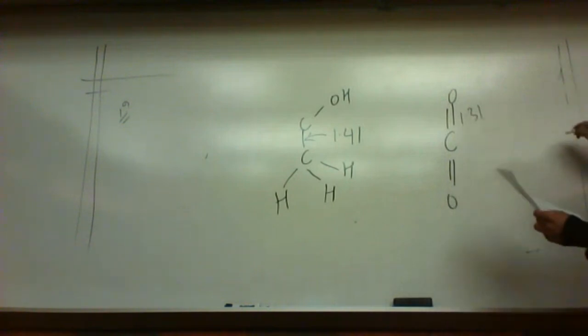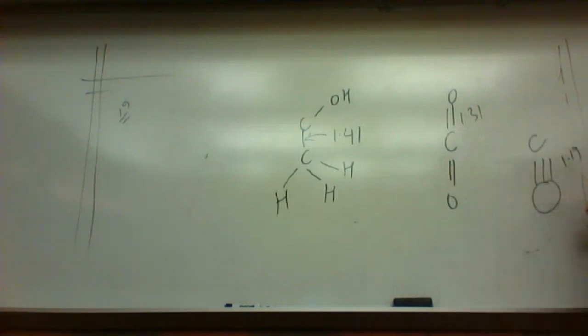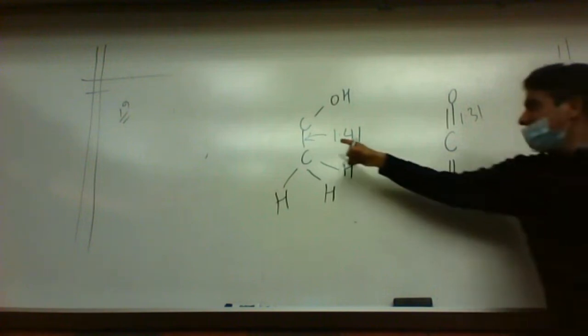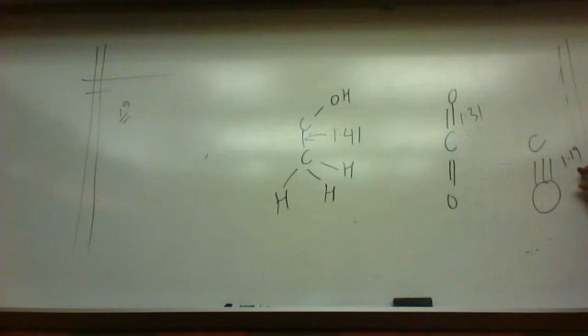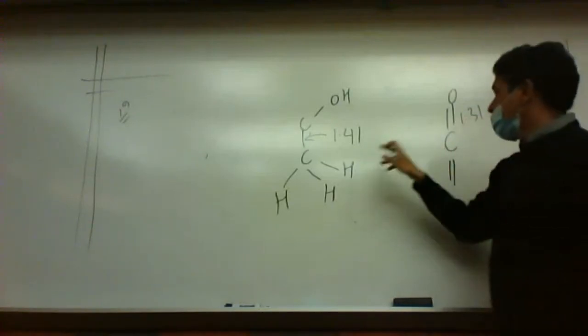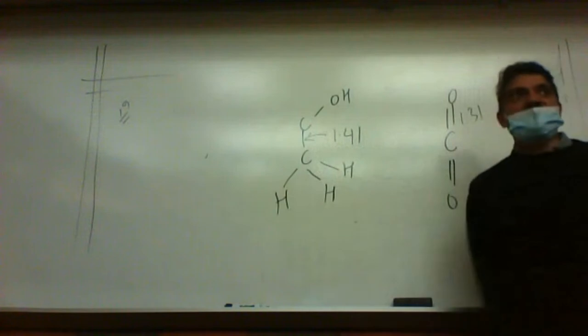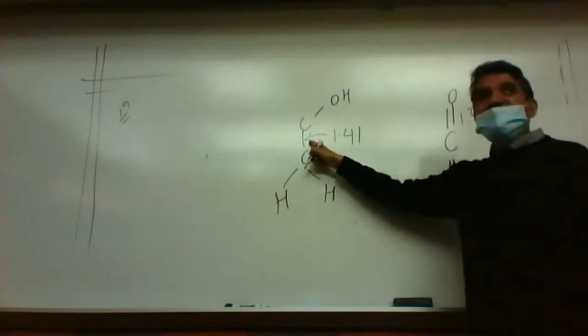Now if you look at the triple bond, if C is here and 1, 2, 3 here, the bond length is 1.19. Make sense? So 1.41 is the longest. 1.31 is in between. 1.19 is the shortest. If there are three bonds, it's the shortest bond. If there are two bonds, it's longer than the triple bond. If there is a single bond, it's the longest bond. Now, if we want to break the bond, to break this bond is easy.